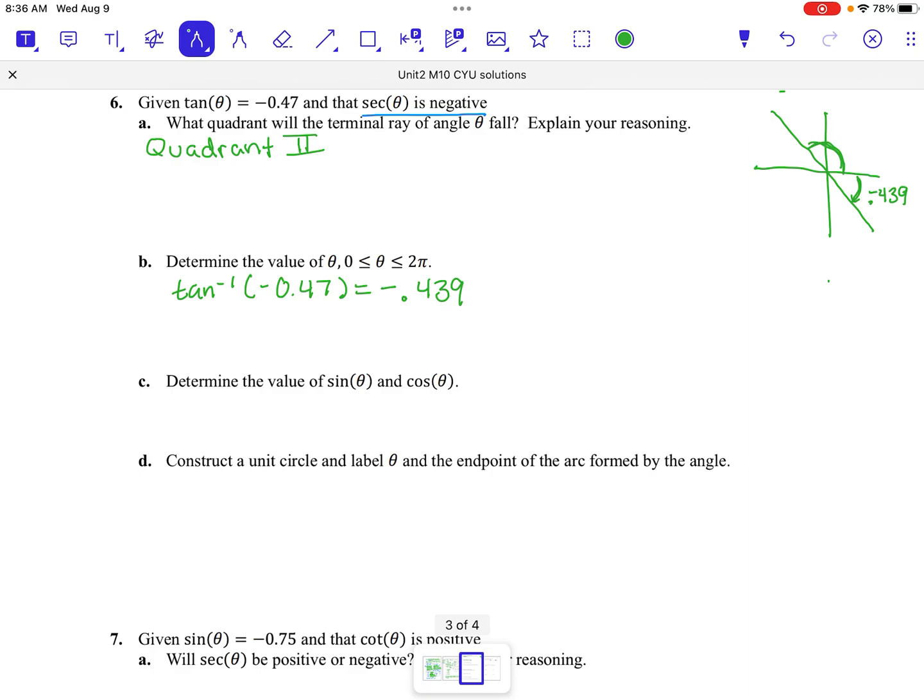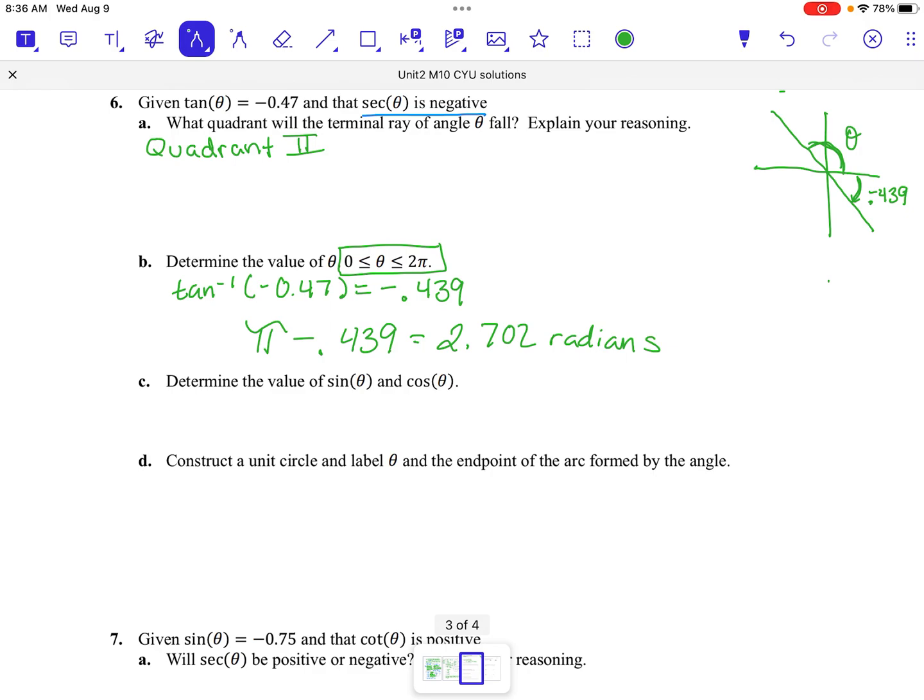And so if I do pi minus that 0.439, I'm going to come up with the angle measure theta that I'm looking for. And so I end up with 2.702 radians. And yes, I do need an answer in radians because it does say I'm looking for the answer between 0 and 2 pi, which implies that my value should be in radians.